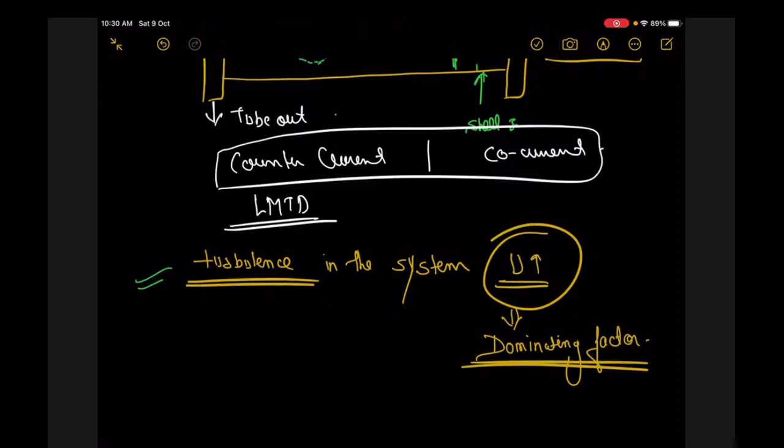Okay. Got this point? Write this. Write these points.